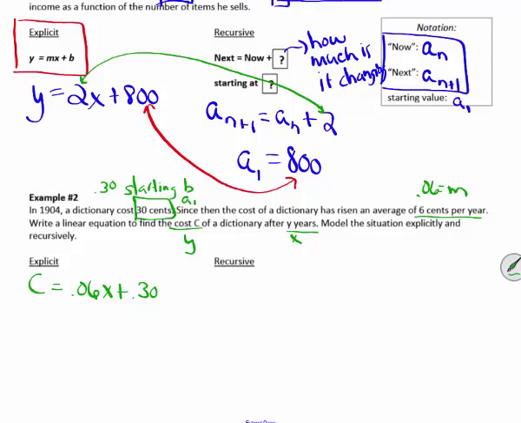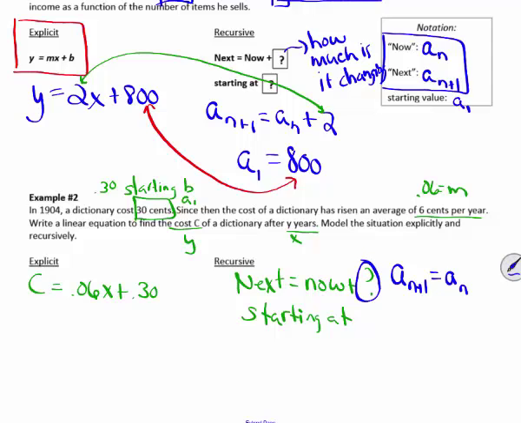There's your explicit. Your recursive, right? I'm going to write it out. I need next equals now plus something, and then I have to say, excuse me, starting at what? All right, well, this part's always going to be the same. A(n+1) = a(n) plus 0.06. This is how much it's changing by. This is going to be your slope. It's changing by 6 cents. It's starting at 30 cents.